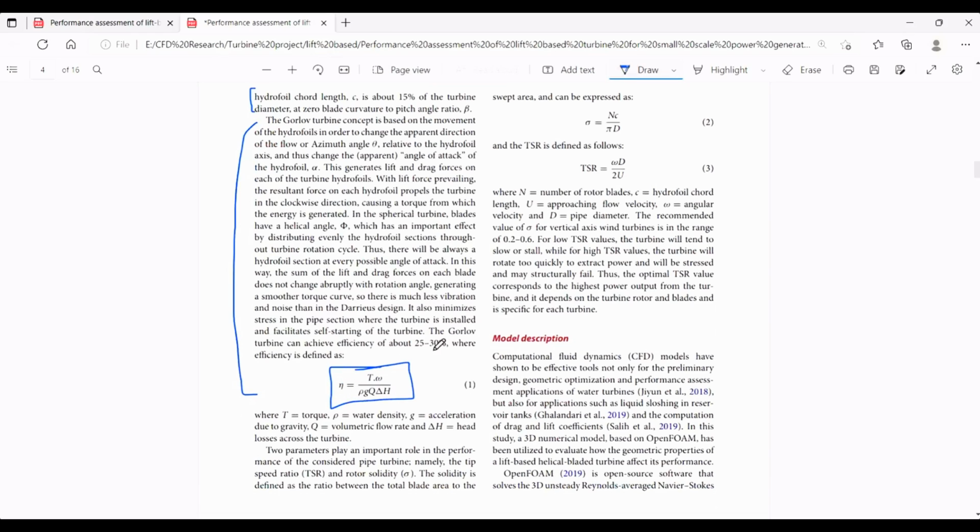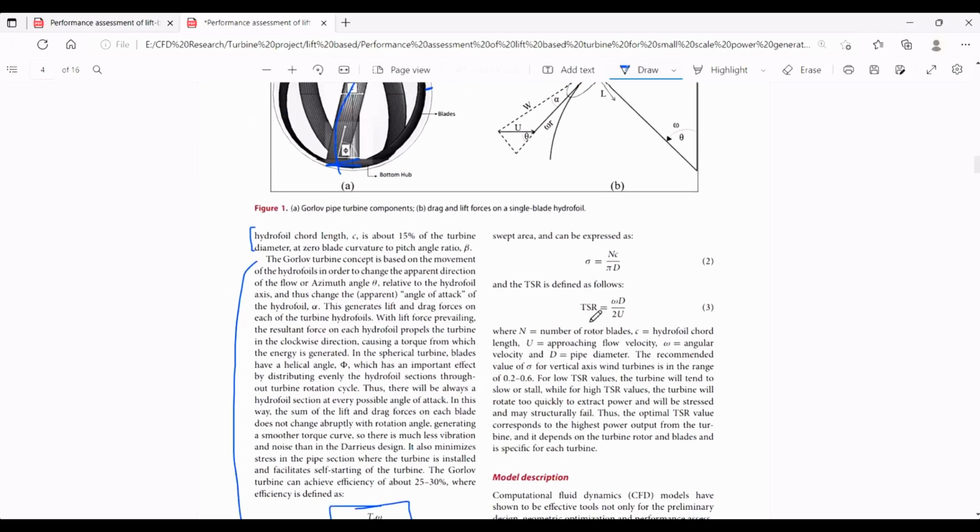And here is shown the formula of the efficiency of the turbine. So efficiency is basically the ratio of the brake power to the water power. And here all the parameters are self-explanatory. And there are two parameters that mainly govern the performance of this turbine. First one is the tip speed ratio or the TSR, and the second one is the solidity sigma. And solidity is the ratio of the total blade area to the swept area, as shown in equation number two. And the tip speed ratio is basically the ratio between the peripheral velocity of the blade to the velocity of the incoming fluid.